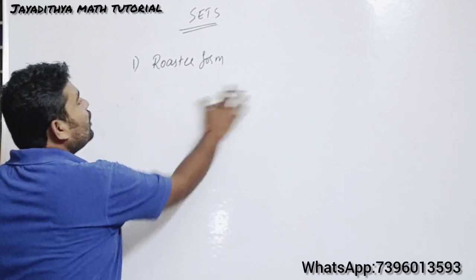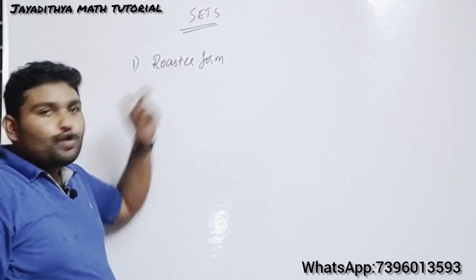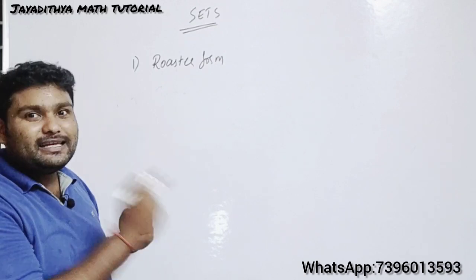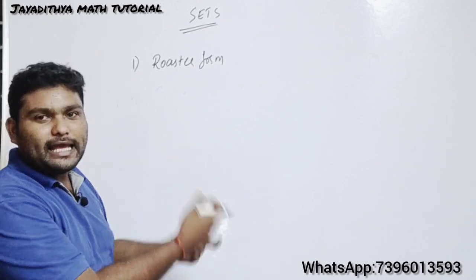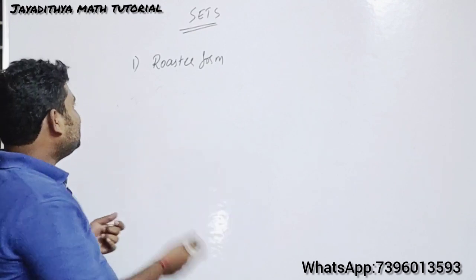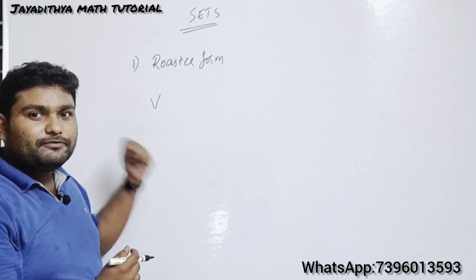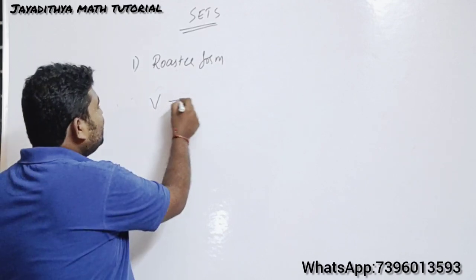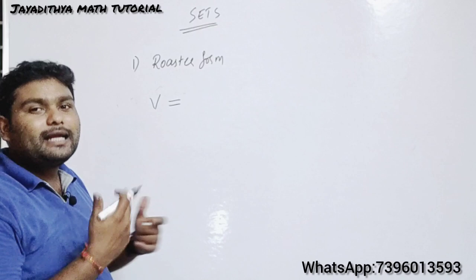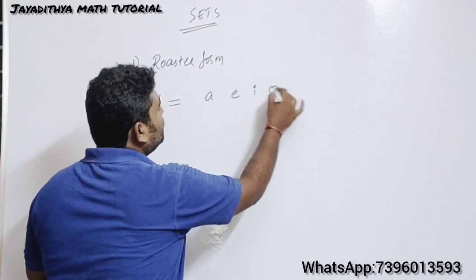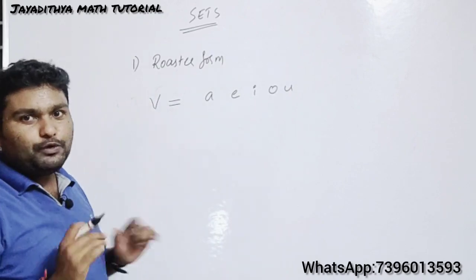In roster form, we will be listing all the elements of the set. That means we will be writing all the elements which come under that set. For example, just now I told you I am taking V, and V is the set of vowels. So if I take V as the set of vowels, what are the elements I should get here? I should get A, E, I, O, U, right?